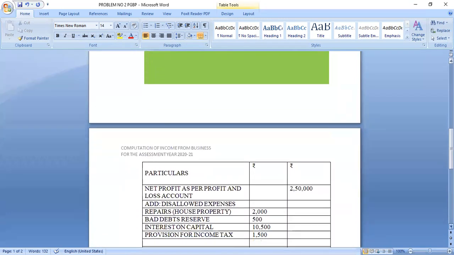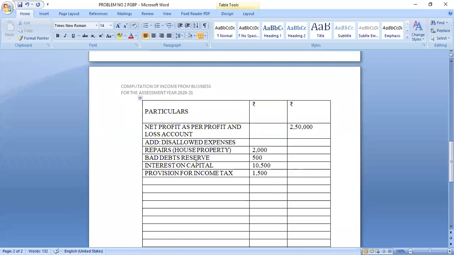Now this heading is for expenses which are not allowed, or disallowed expenses. This is the first part. Now again, the second part is add. Then one more part is there under the add category. Now take the procedure format. There is a format here.